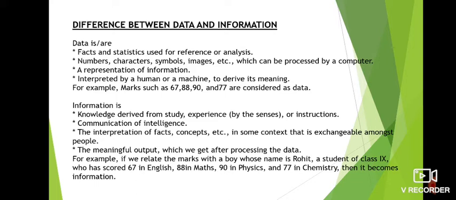But if we discuss information, for example, if I told you a boy whose name is Rohit, a student of class 9th who has scored 67 in English, 88 in maths, 90 in physics, 77 in chemistry, it has some meaning. So this is called information. The major difference between data and information is data itself has no meaning, but information contains some meaning.